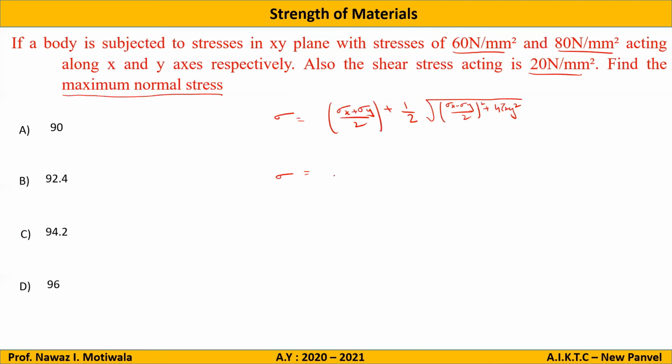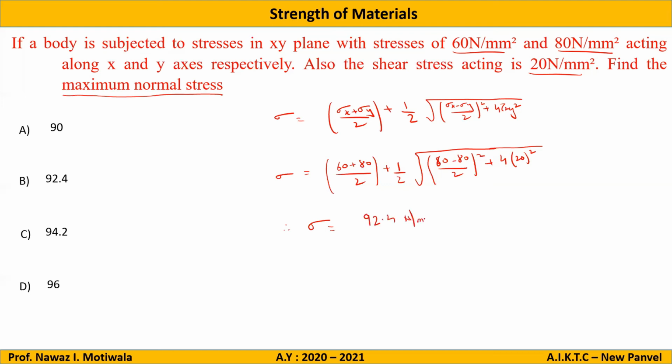Okay, let me substitute it. So it will be sigma x, that is 60 plus 80 by 2, plus half of square root of 60 minus 80 by 2 the whole square plus 4 into 20 square. If I solve this entire expression, I will get the answer for sigma resultant, that is the maximum normal stress, as 92.4 Newton per mm square, which is option number B. So this is the answer.